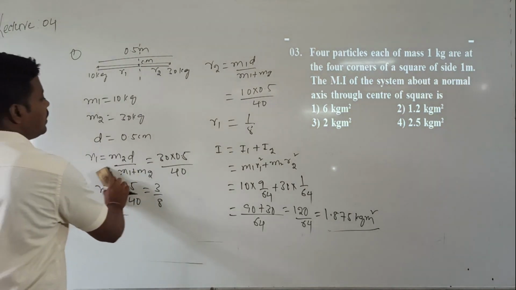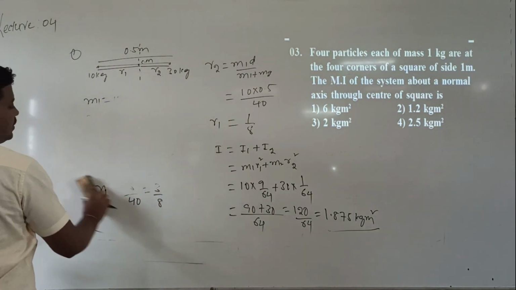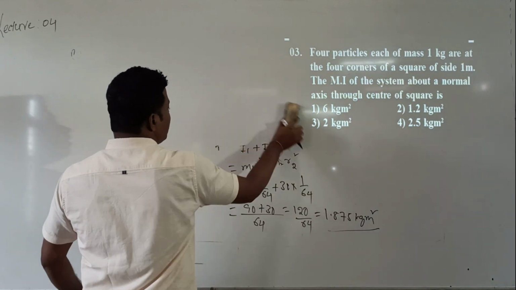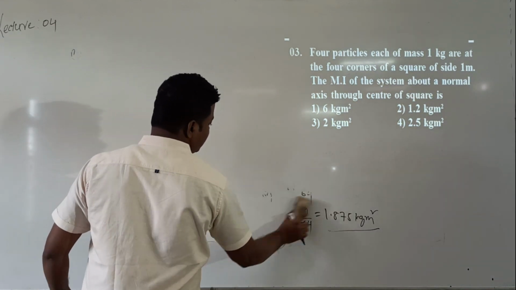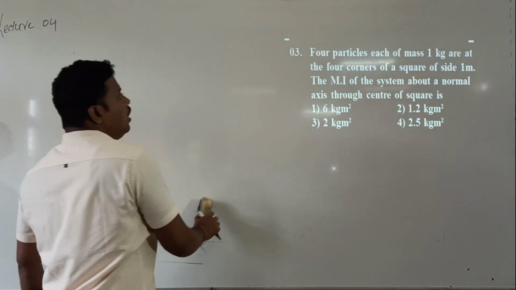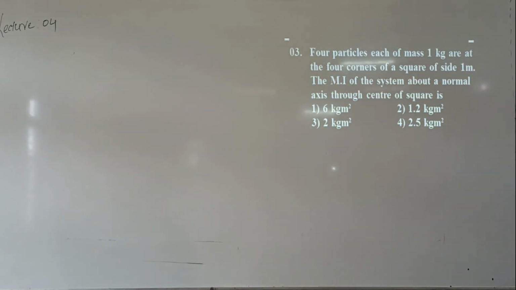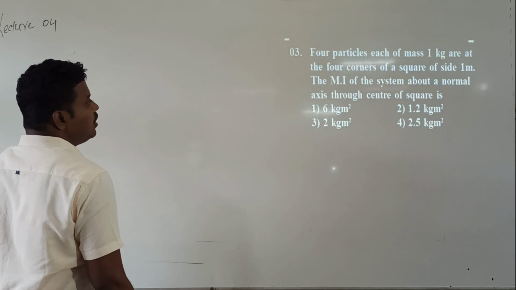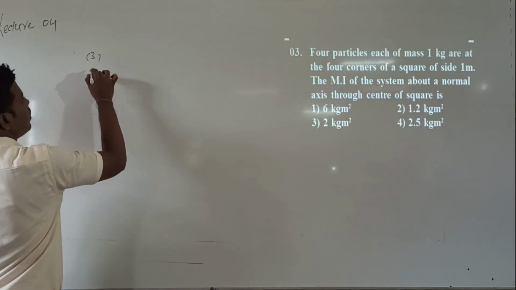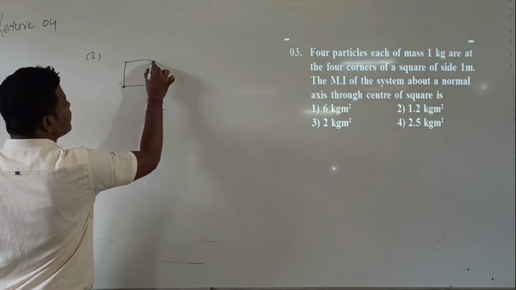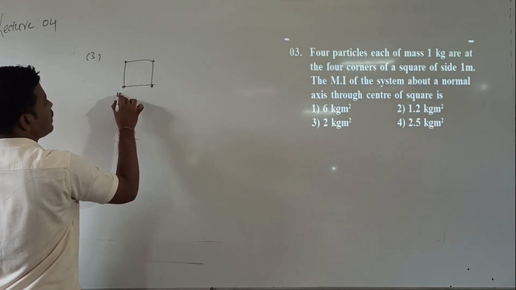Question number third. So what is this question? Four particles each of mass 1 kg are at four corners of a square of side 1 meter. Moment of inertia of the system about a normal axis through the center of the square. One square given. Four particles are located at four corners. Each particle has mass of 1 kg.